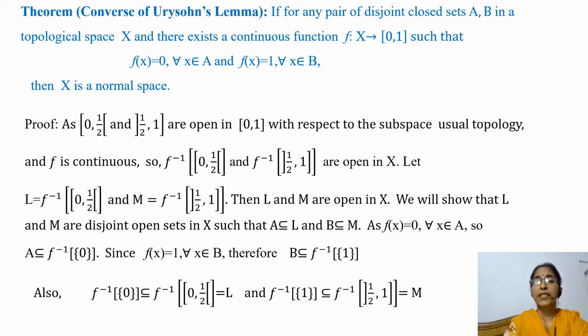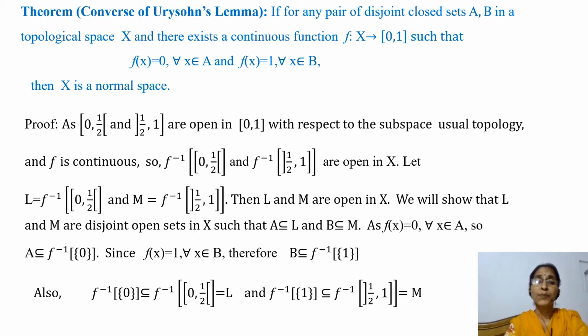Now the theorem states that if for any pair of disjoint closed sets A, B in a topological space X there exists a continuous function f from X to closed interval [0, 1] such that f of x is equal to 0 for every x in A and f of x is equal to 1 for every x in B, then X is a normal space.